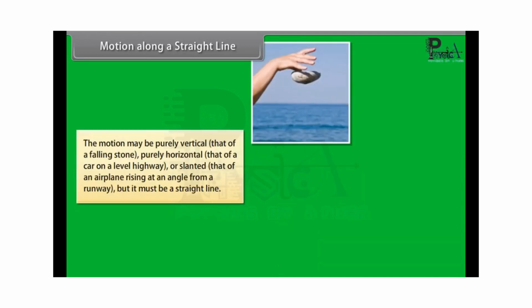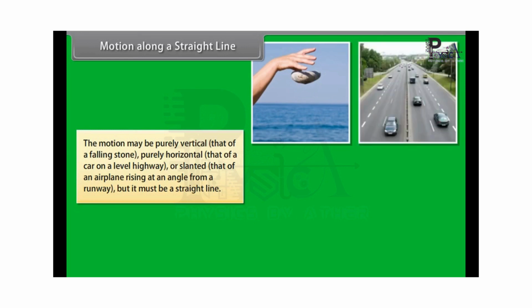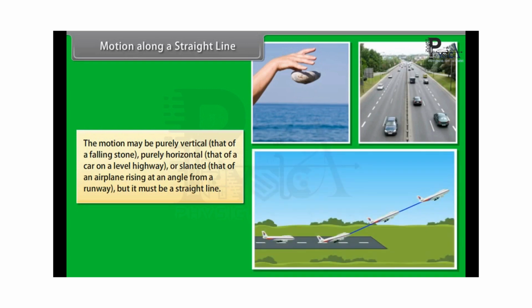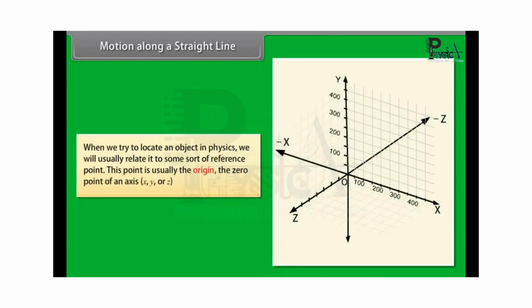The motion may be purely vertical, that of a falling stone, purely horizontal, that of a car on a level highway, or slanted, that of an airplane rising at an angle from a runway, but it must be a straight line. When we try to locate an object in physics, we will usually relate it to some sort of reference point. This point is usually the origin, the 0 point of an axis, x, y, or z.